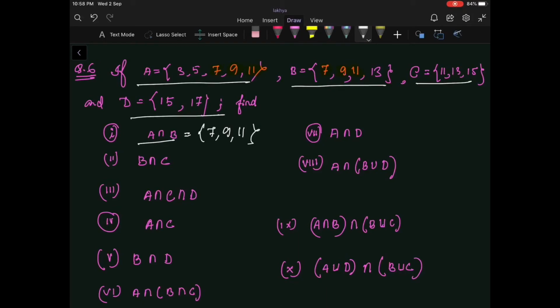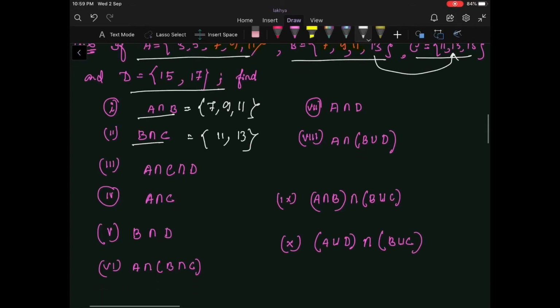Then let's find B intersection C. Let's find the common elements in B and C. Here 11 is common, and 13. So the result should be the set of 11 and 13. Similarly we can find A intersection D, A intersection C, B intersection D. I'm not going to show all those. Now let me show you A intersection C intersection D, how to find this.